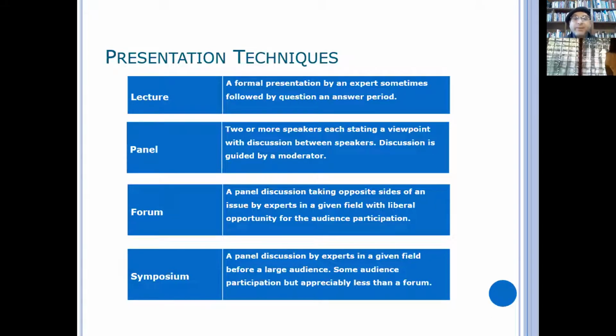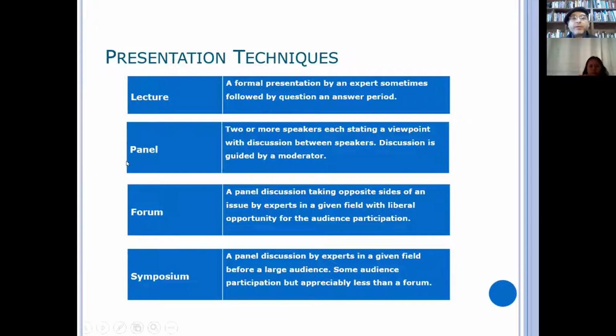And then we have a symposium. It's another presentation technique: a panel discussion by experts in a given field before a large audience. So this is similar to the panel and forum. The difference is that some audience participation is included, but less than in a forum. That means in the symposium, most of the people go to listen and be quiet, take notes, and observe what happens with the members of the panel.